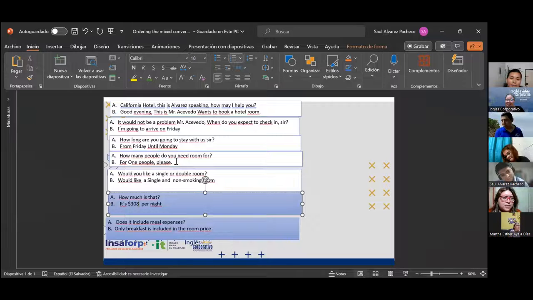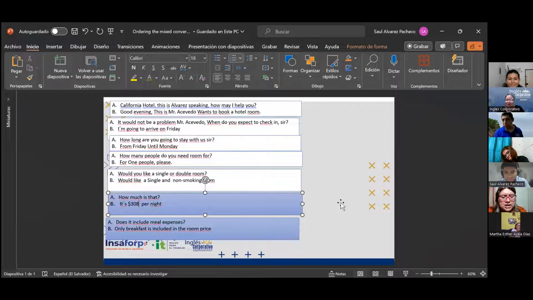Would you like a single or double room? I'd like a single non-smoking room. How much is that? It's 38 per night. Per night. But how much? 308 per night.